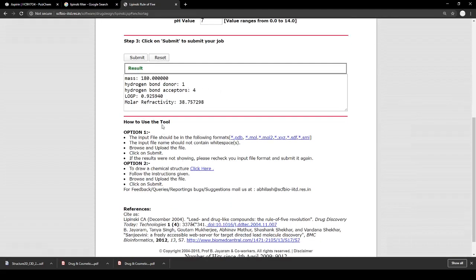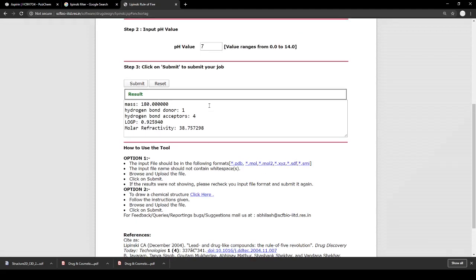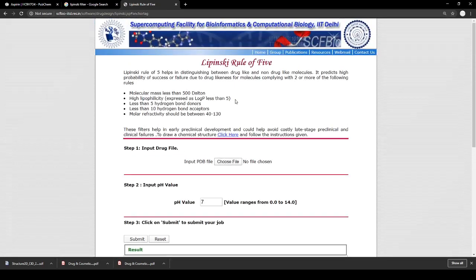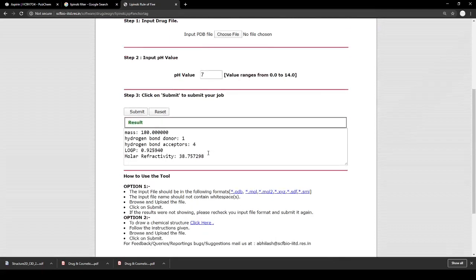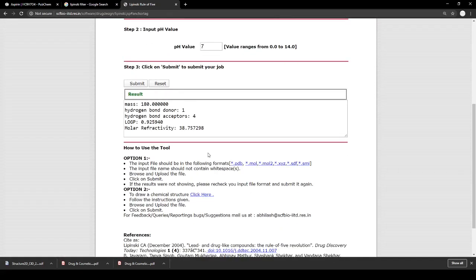It has calculated the mass to be 180. According to the Lipinski filter, it should be less than 500 Dalton, and this is 180 Dalton. The hydrogen bond donor should be less than 5 for it to be given orally. Here it is 1. The hydrogen bond acceptor should be less than or equal to 10, and this is definitely less than 10, it is 4. And the log P value, the partition coefficient, should be less than 5, and here it is 0.92. So what is the result of this analysis? We can say that aspirin is a drug that can be given orally. So this is the importance of knowing the filters.